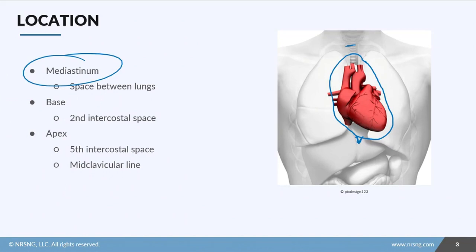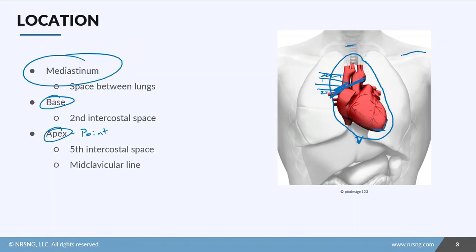The other thing you need to know about location is where the base and the apex are. We'll talk about the apex in just a second. But the base of the heart is this area right here, located at about the second intercostal space. So this is one, your first rib here, and then you have another rib here, so this is two. It's located somewhat in this region. Then you have the apex, which is your point. If you look at your heart here, it comes to a point that looks like this.